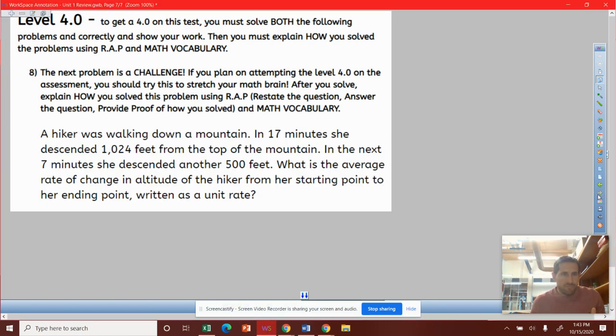All right, here's our level 4 question. On this level 4 question, you're going to have to do a rap response and also show your work. Some of the language here kind of implies you can choose to attempt level 4 or not. That's really not my mindset. You all are in an advanced class. You've elected to take the ingenuity to get yourself in this class. I want you to try all the advanced problems.